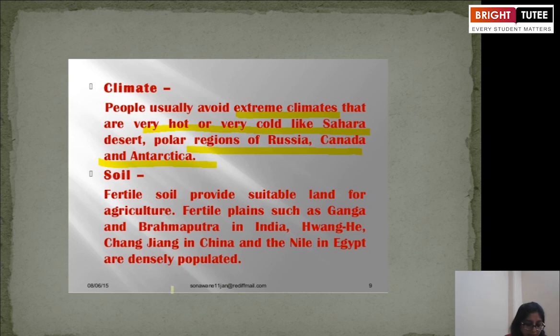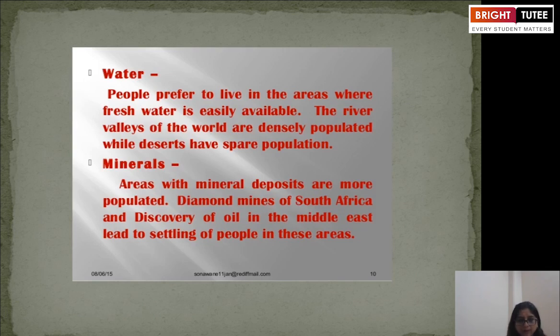Then next comes soil. Fertile soil provides suitable land for agriculture. Fertile plains such as the Ganga and Brahmaputra in India, the Hwang He in China, and the Nile in Egypt are densely populated. Just now I told you in the introduction of this topic. Now the water. People prefer to live in areas where fresh water is easily available. The river valleys of the world are densely populated, while deserts have sparse population.